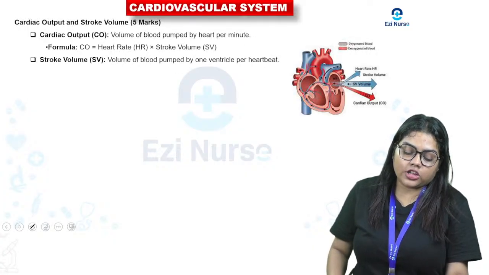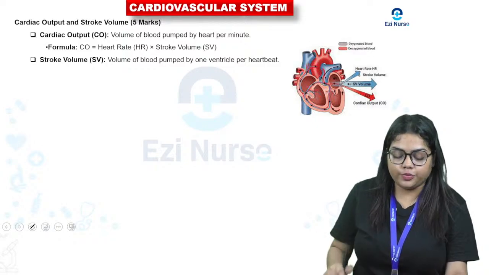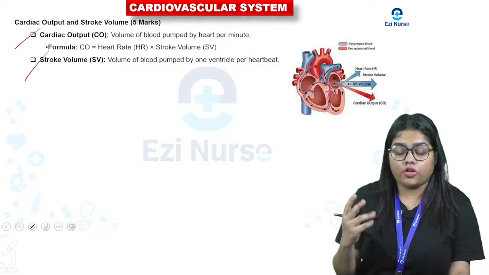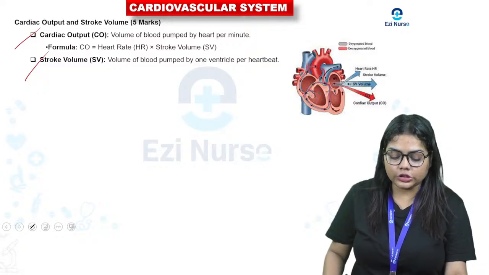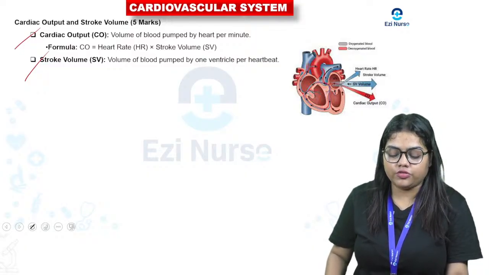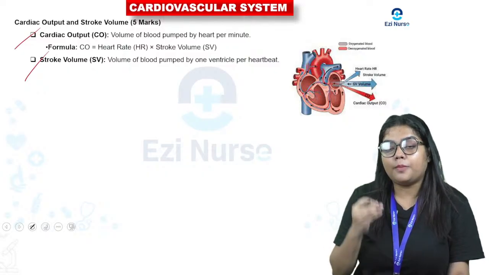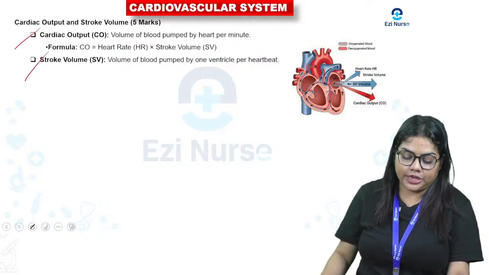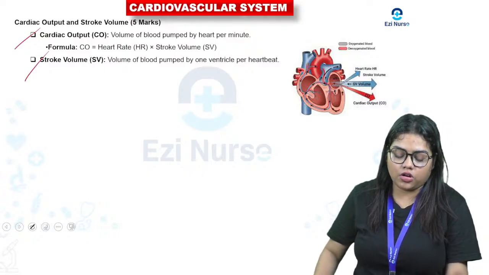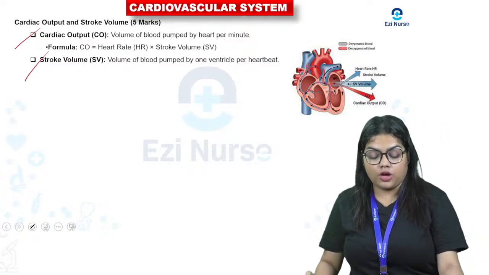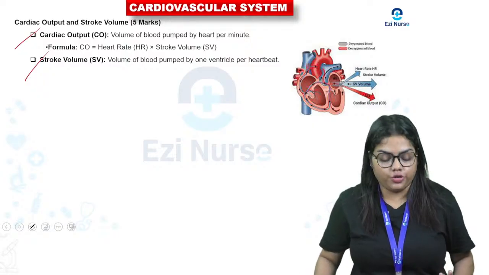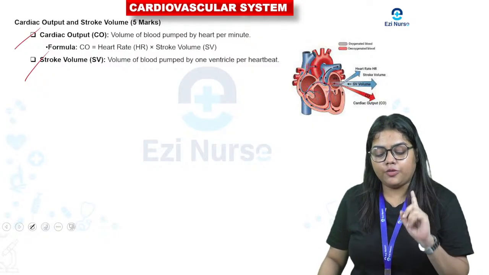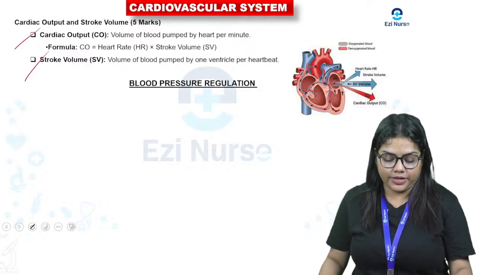Now we'll talk about the cardiac output and stroke volume. What is cardiac output? This can come for 1 mark or 2 marks. Cardiac output is the volume of blood pumped by the adult heart per minute. The formula is CO equals heart rate times stroke volume. What is stroke volume? It is the volume of blood pumped by one ventricle per heartbeat.